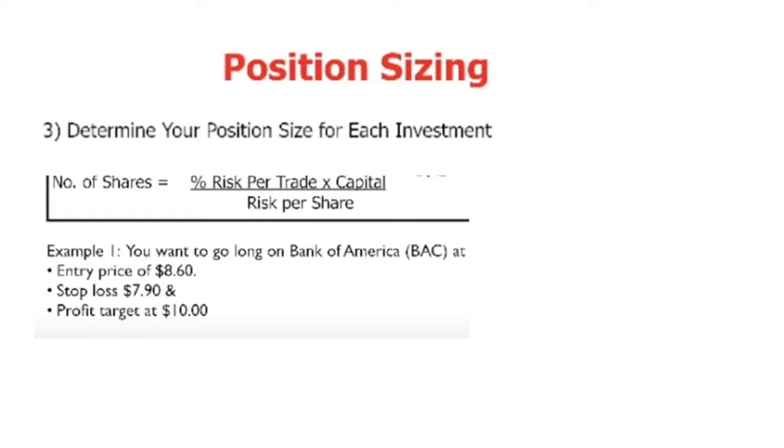So now, example one, we want to go long on Bank of America, right? We want to buy Bank of America, and I'm going to get into another video on how we pick entry prices and how we pick where to put a stop loss and where to put a profit target. But for this video, we're going to pretend like we already determined these factors, and our entry price, stop loss, and profit target are already determined. So for our entry price of $8.60, let's pretend we calculated the reason why we're putting our stop loss at $7.90, and we calculated why our profit target is at $10.